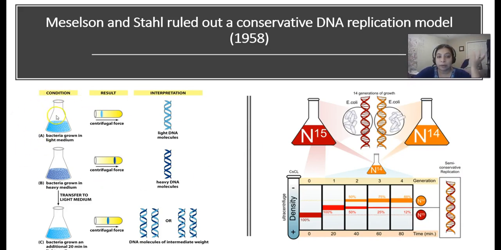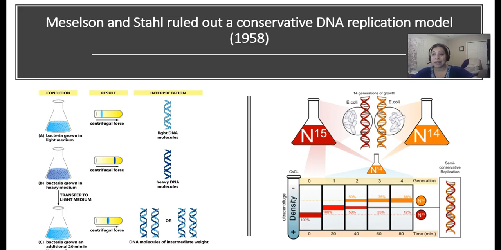So here is the experiment in general. They had bacteria grown in the light medium, and they were able to see where the band would be after centrifugal force was applied. When it was done in heavy medium, the centrifugal force would push it further down the tube, and they could see where that band would be. They would grow the bacteria in heavy medium first, and then transfer them to the light medium. Now, bacteria are great in the sense that they have a really fast replicative cycle.